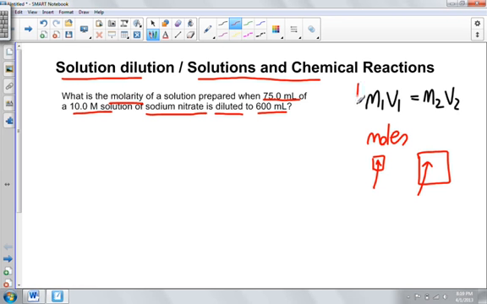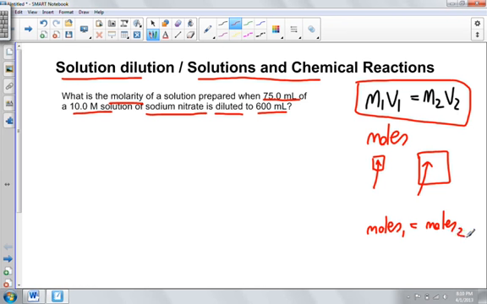And that is expressed by this equation here. This is the dilution equation. M1V1 is M2V2. Molarity 1 times volume 1 equals molarity 2 times volume 2. All right? What that essentially means is the number of moles to begin with is equal to the number of moles at the end, except you're changing your volume and molarity. All right? So in order for us to answer this question, we have to know several things.